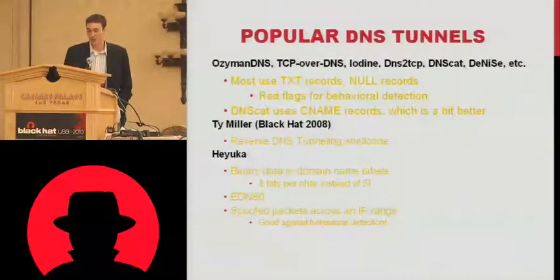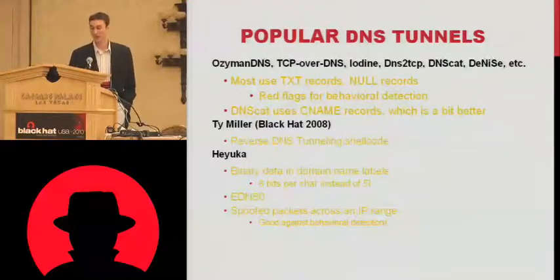And then he showed using the EDNS0 extension to DNS, which for those of you who haven't heard of that, what it'll do is allow you to extend the UDP packets, which for DNS are typically allowed 512 bytes. With the EDNS0 extension, you're able to make that up to something like 4,096, I think. And then it also spoofed packets across an IP range, which is really good for behavioral analysis because you don't have a flood of queries or responses coming from one system.